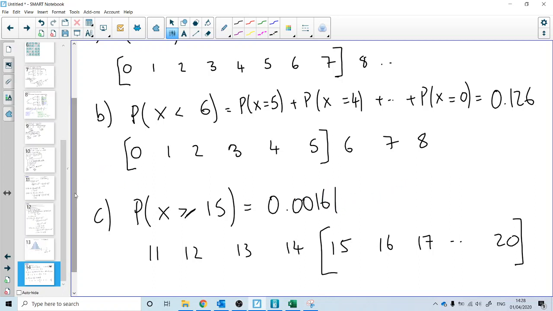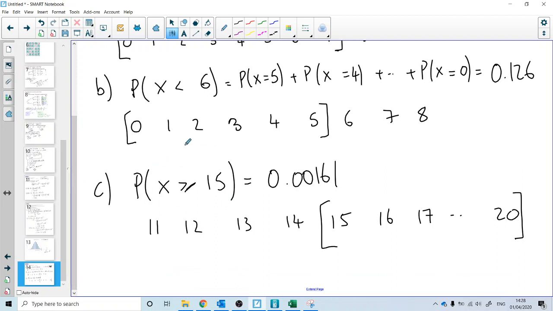So it's quite easy to use your calculator to do this. The biggest mistake is that people forget to not include values when the inequality is strict. So it's really common to see people accidentally including 6 as their upper, but actually our upper is 5.